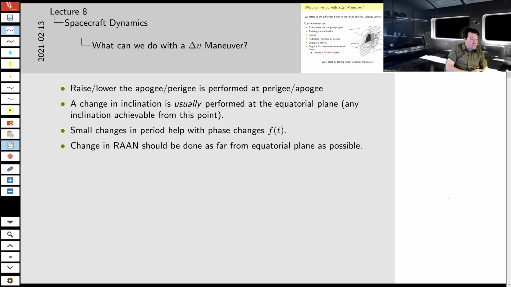A couple of notes here. I think I mentioned all these already. Inclination changes have to occur at the equatorial plane. Changes in right ascension have to occur above or below the equatorial plane. And all of these out-of-plane maneuvers should be done as far from the planet as possible, for reasons which I'll talk about shortly.